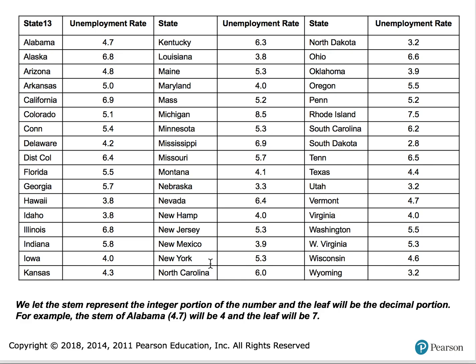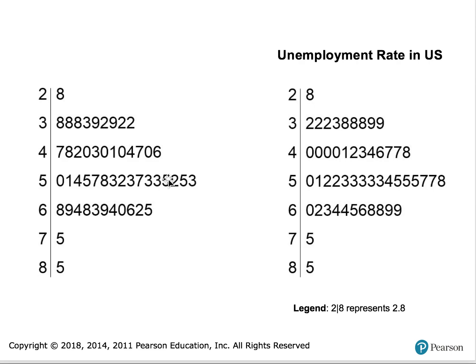Okay, and notice down here it says we let the stem represent the integer portion of the number and the leaf will be the decimal portion. For example, Alabama, the stem will be 4 and the leaf will be 7. And here is how they have it organized into a stem and leaf.